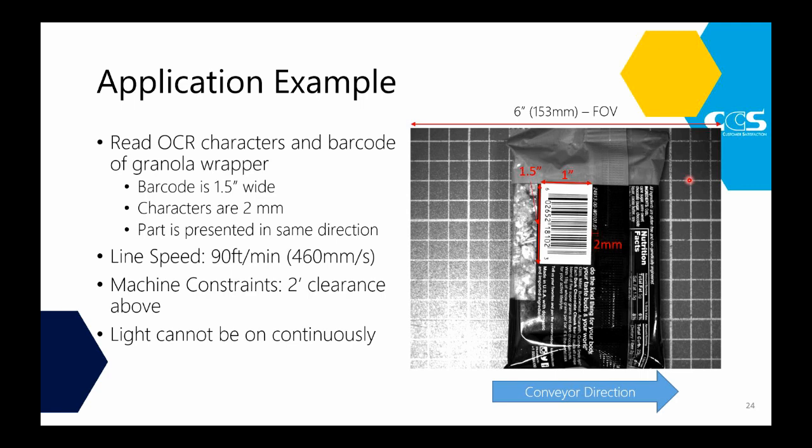have a situation where we're trying to read OCR code on a granola bar wrapper and then a barcode as well. The barcode is 1.5 inches tall and 1 inch wide, or 1.5 inches wide, 1 inch tall. Characters are 2 millimeters tall, and the part is going to be presented in the same direction. The field of view is about 153 millimeters as well. The line speed is 90 feet per minute, 460 millimeters per second. There are some constraints, but we don't need to worry about that right now.